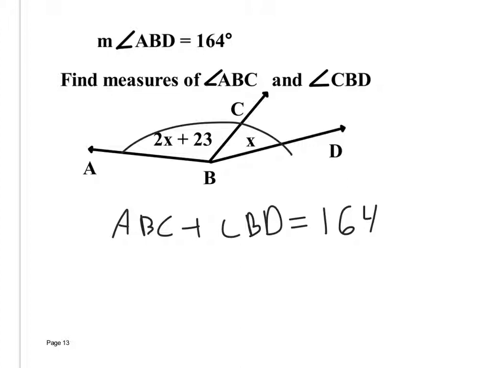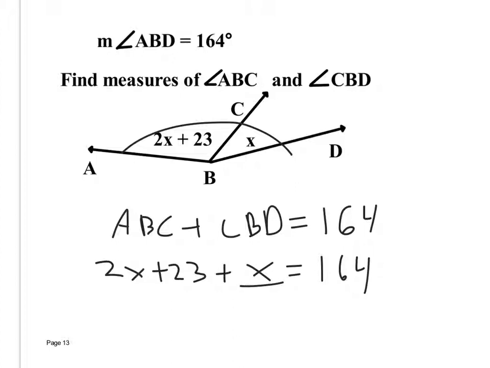What do they say angle ABC is? They say it is 2x plus 23. Sarah, what's CBD? What do they say it is? Angle CBD, what's the measure there? If ABC is 2x plus 23, what's CBD? X. Good. That equals 164.